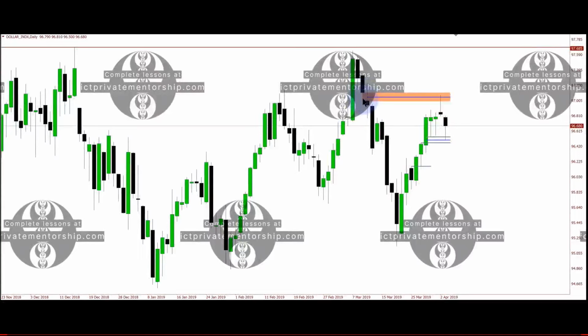Now yes, there was some wick in here, but before I remove this rectangle highlighting that range, just note that it's the close and the open that I've delineated. So take that off. Half of that range is what that blue line is. Okay, you see that here. So when we drop down to lower time frame, this will be salient once we drop into intraday charts.